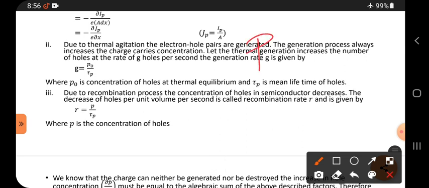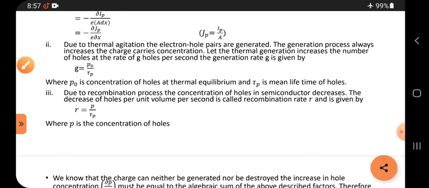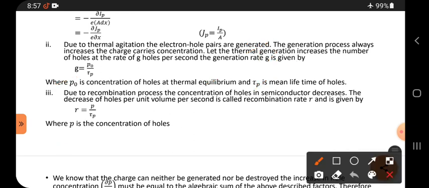Why is it p naught? Here, p naught is the concentration of holes at thermal equilibrium. Tau p is the mean lifetime of holes. What is the meaning of mean lifetime? Electron-hole pairs are generated, and after a certain time they recombine again. The time between generation and recombination is called the mean lifetime. Mean means average lifetime. So p naught is the generation.